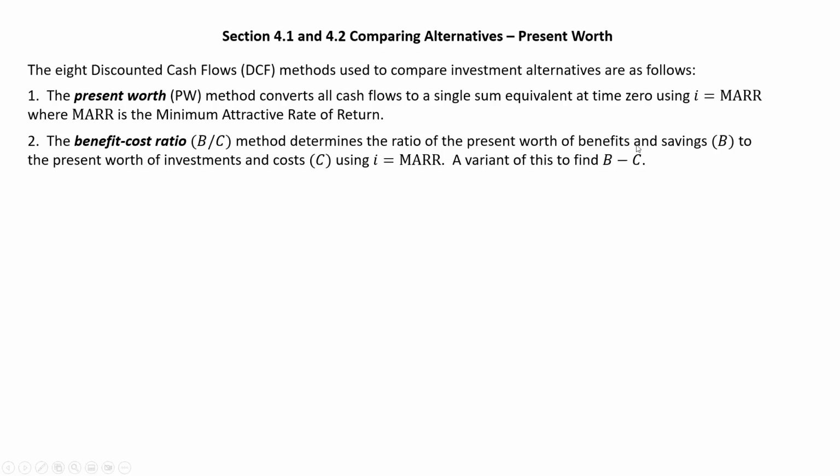So benefits and savings is what you call B. Find the present worth of all the benefits and savings, and then do the same thing for the investment. Of course, you need to invest some money, right? That's a cost. And on top of it, there might be something like maintenance costs, and for different options, you may have different maintenance costs. You can see that, right? So you take all the investments and the costs and figure out the present value of that using I equals minimum attractive rate of return, MARR. Okay. And that's how you determine which alternative you should pick.